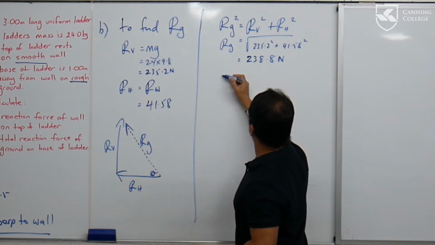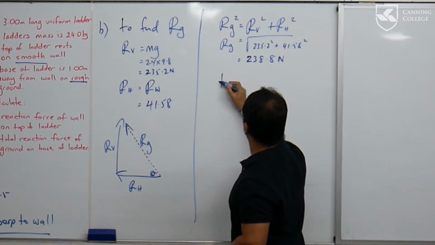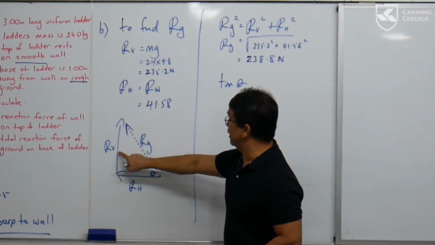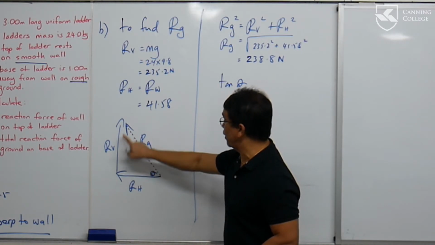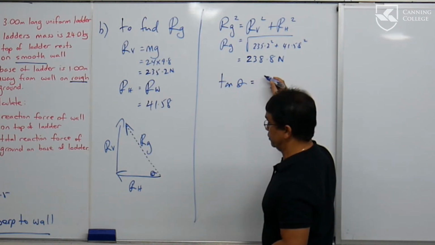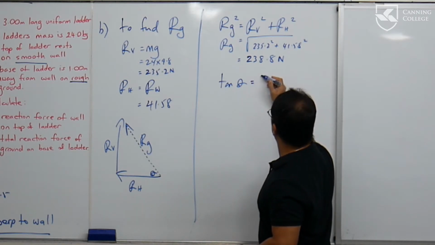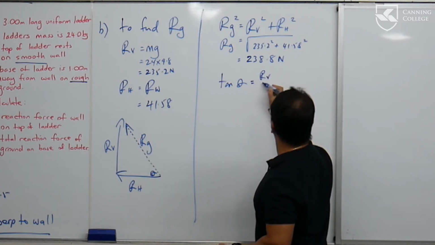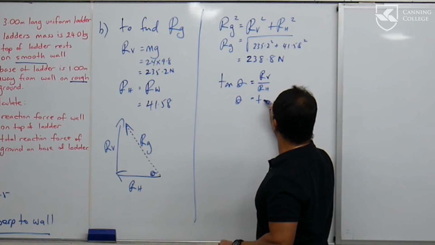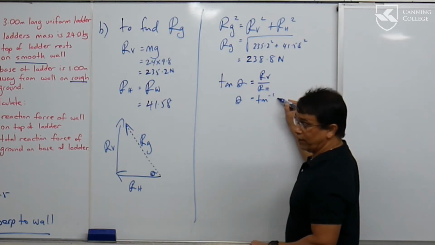What's the direction that we're looking at? So to find theta, I can say that tan theta. Why tan? Because we have got a number that represents the opposite side of this right angle triangle and the adjacent side. So tan theta is going to be equal to RV on RH, and so therefore theta is going to be equal to inverse tan of RV on RH.